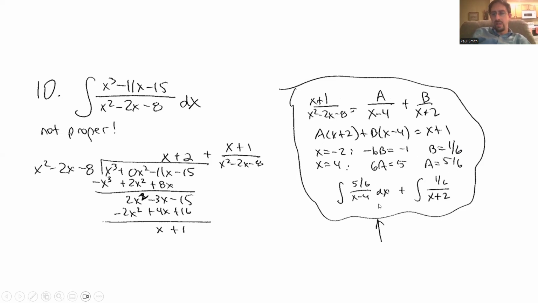So here are our two integrals that we want to integrate. The integral of 5/6 over x minus 4 dx and the integral of 1/6 over x plus 2. And whoops, hopefully you caught my mistake. There should be a dx there.